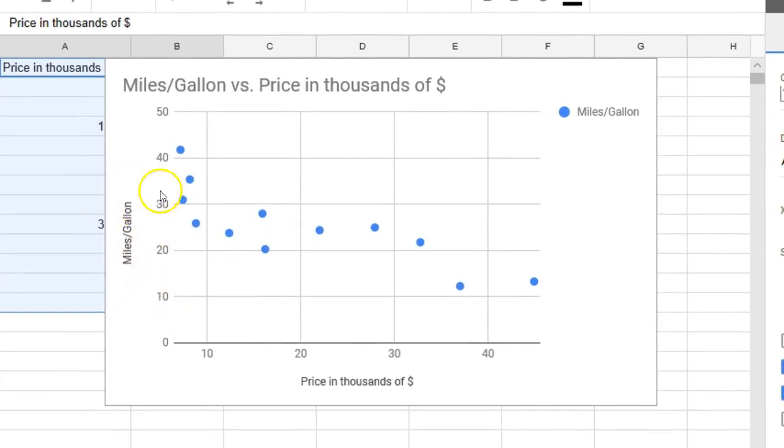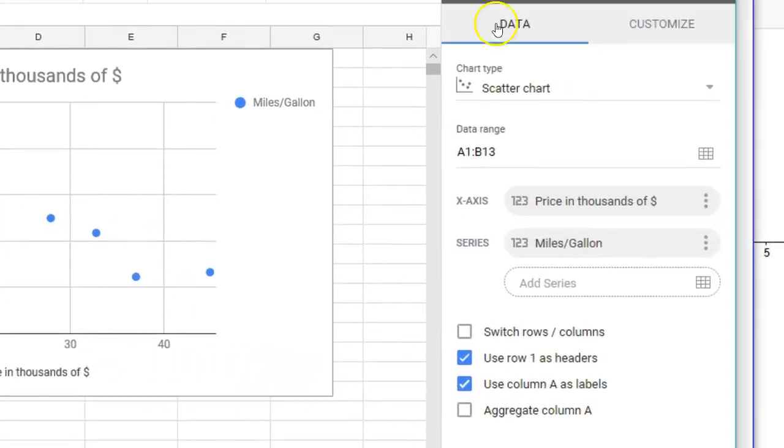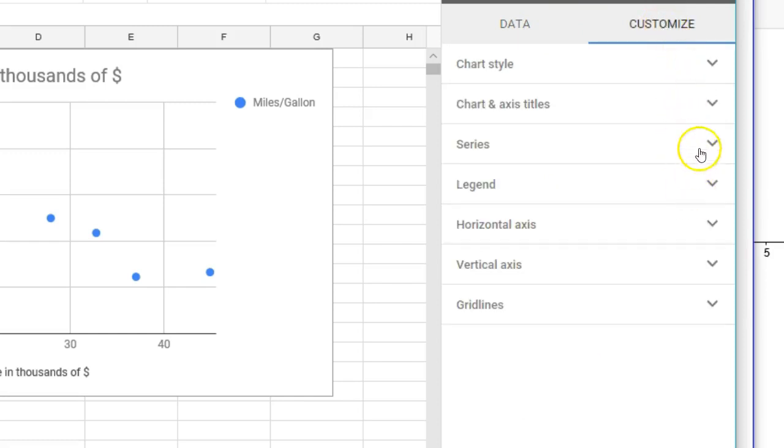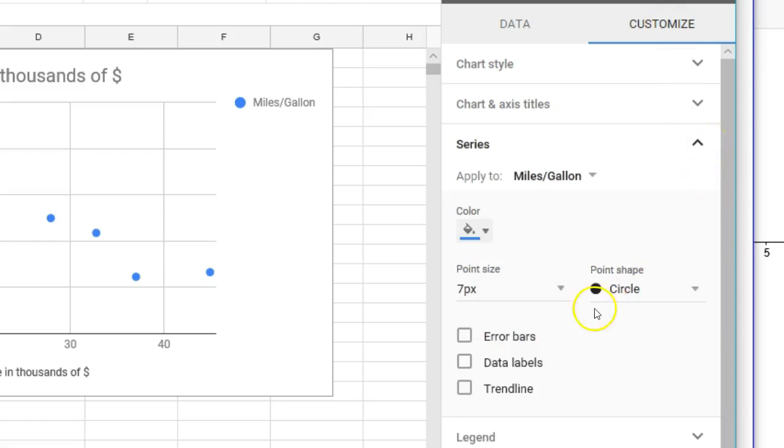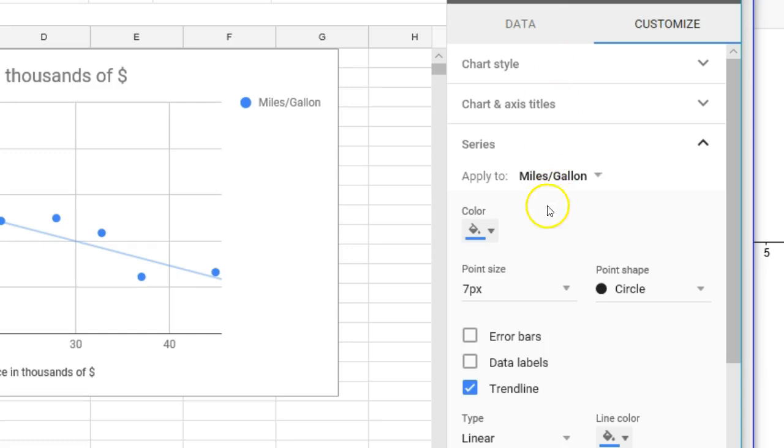Notice it put in the miles per gallon here, the price in thousands of dollars here. And if you look over here in the options, we can even come up with the equation and things like that. So to get the equation of that trend line, you go up here to Data and you got Customize. We'll hit Customize. We'll go to Series here. And if you look, you can see trend line on there. You can change a lot of other things, but we'll click trend line. And I'll pull this up so you can see what's going on.